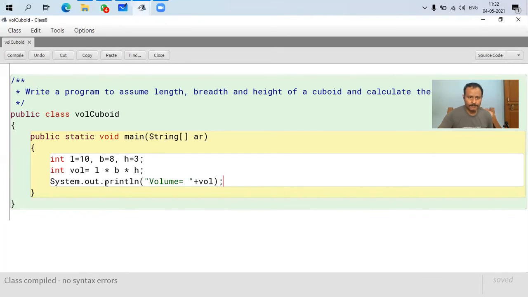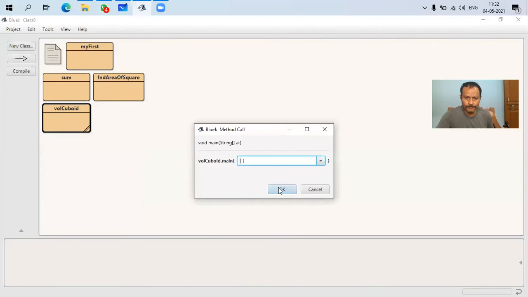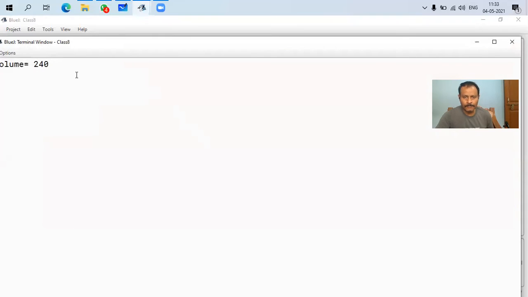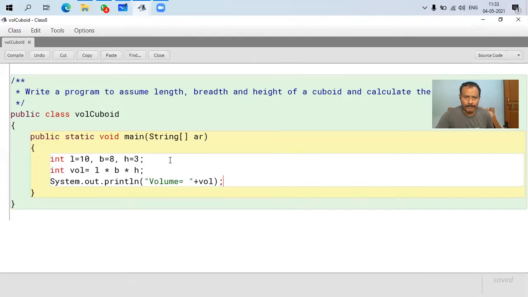And why? No syntax error, close, execute. And observe the answer is correct. So this way we write a program. Can we do this without writing this statement? We don't want to write this.